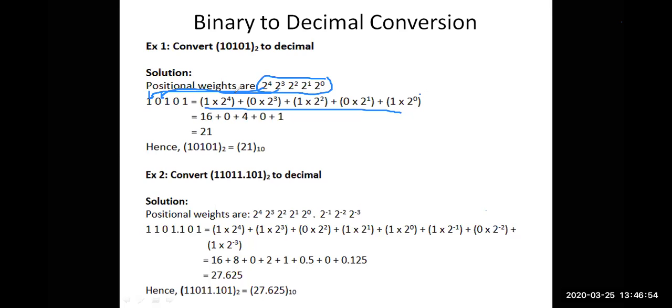these multiplications. So the first, 1 into 2 raised to 4, is 16. The next one, the multiplicand was 0, so it becomes 0. 1 into 2 raised to 2 is 4, then 0 and 1. When we add it, we get the result 21. So in this way, we can convert a binary number into a decimal number.